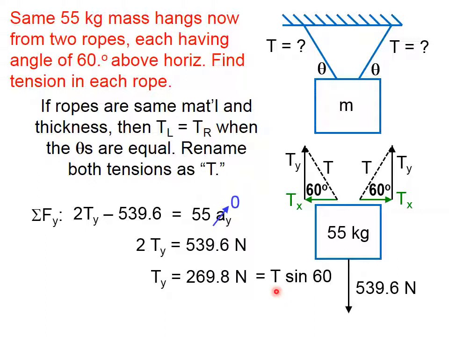So to find T, which is what we're after, we're going to take 269.8 and divide by the sine of 60, which will give us a tension in those ropes of 310 newtons, rounded to two significant figures.